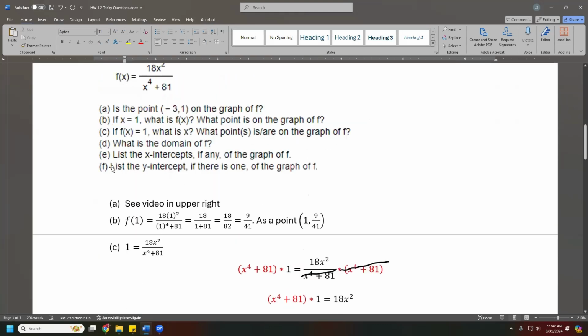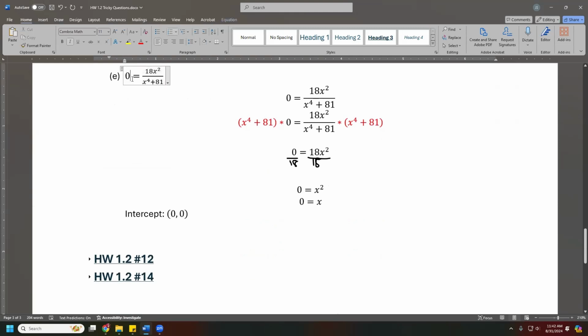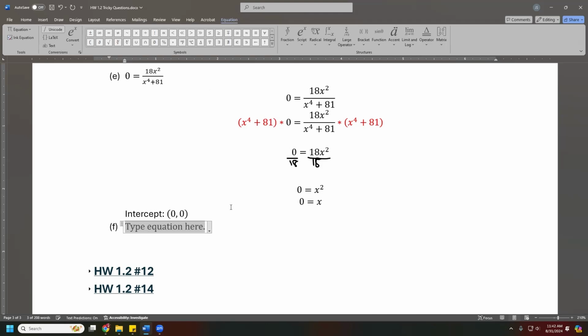Okay, and finally, list the y-intercept if there is one of the graph of f. So the y-intercept, I'm going to figure it out the exact same way, except instead of setting y equal to 0 and solving for x, I'm going to plug in x equals 0 and solve for y, right? So same deal, except, whoopsie. You can leave it as f of x, or you could call it y. But I'm going to plug in 0 for x and see what comes out. So over here, I'm going to have 0 squared. Over here, it's going to be 0 to the 4th.